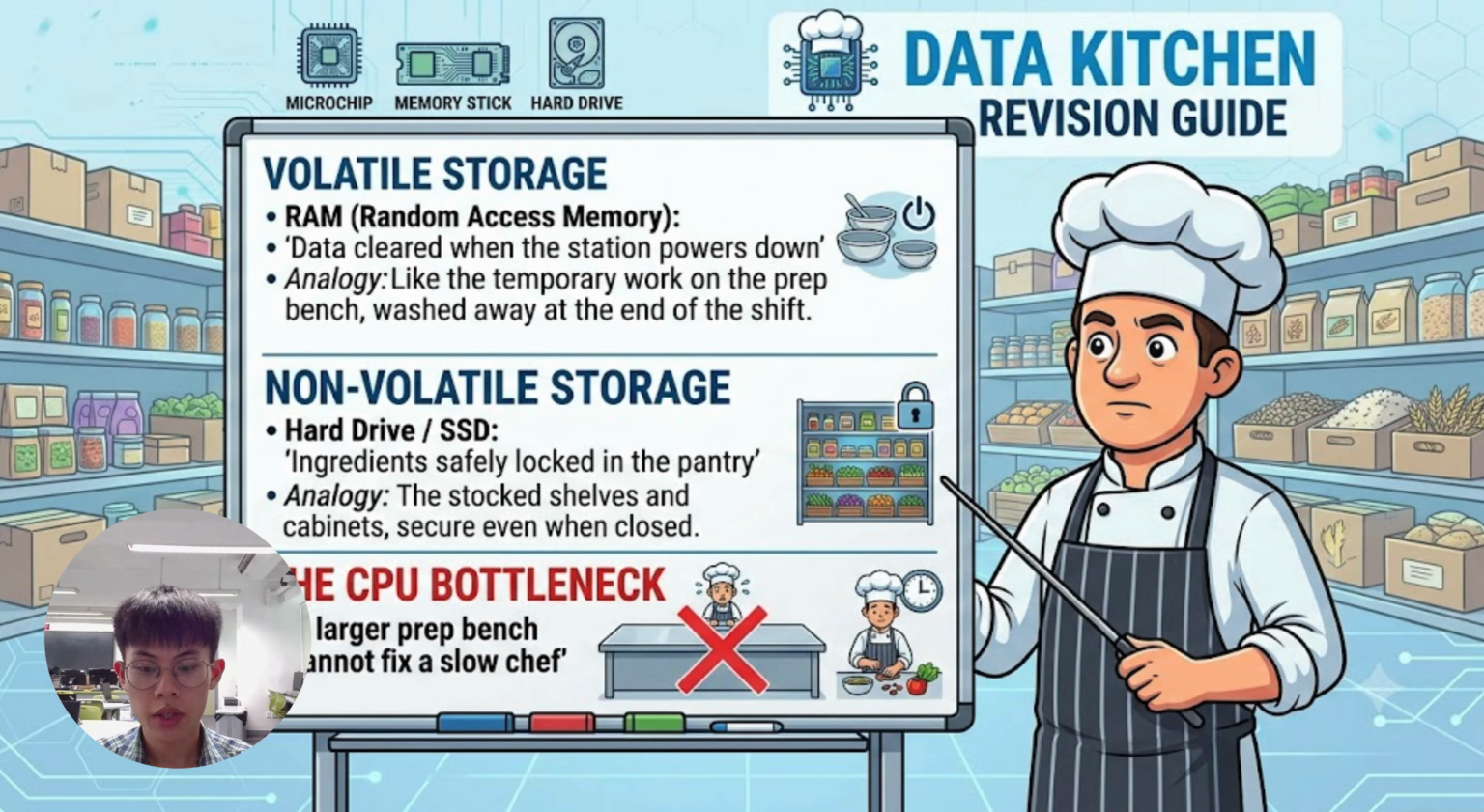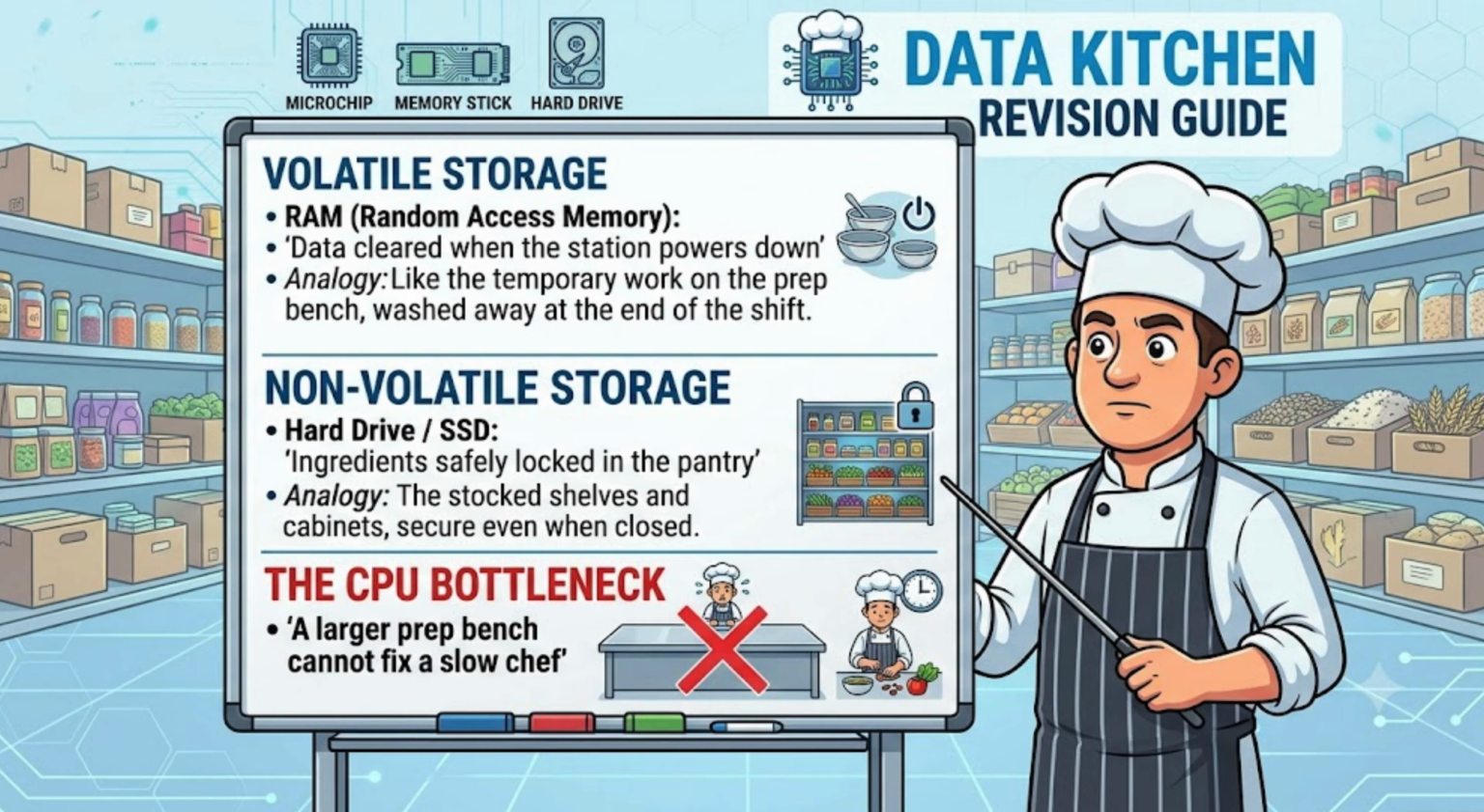So, when this comes up in the exam, what is the biggest mistake students make? The ultimate competitive blunder. If you install a massive prep bench but your MasterChef is incredibly slow and inexperienced, the dishes are still going to hit the pass at a snail's pace.